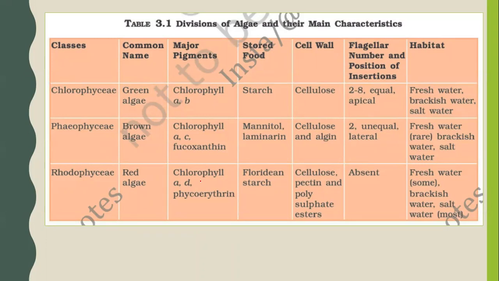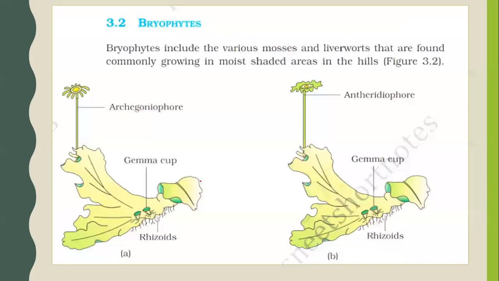Next, we are moving on to the bryophytes. Okay, bryophytes. Let's start with the bryophytes. Bryophytes include various classes such as mosses and liverworts that are found in the moist shaded areas in the hills.